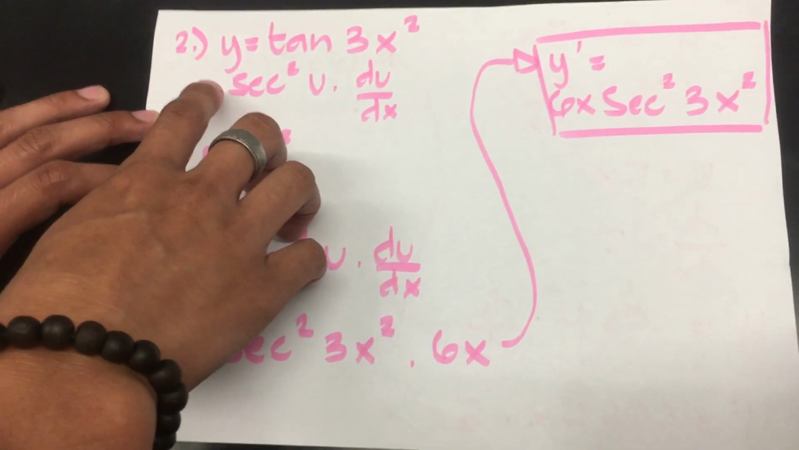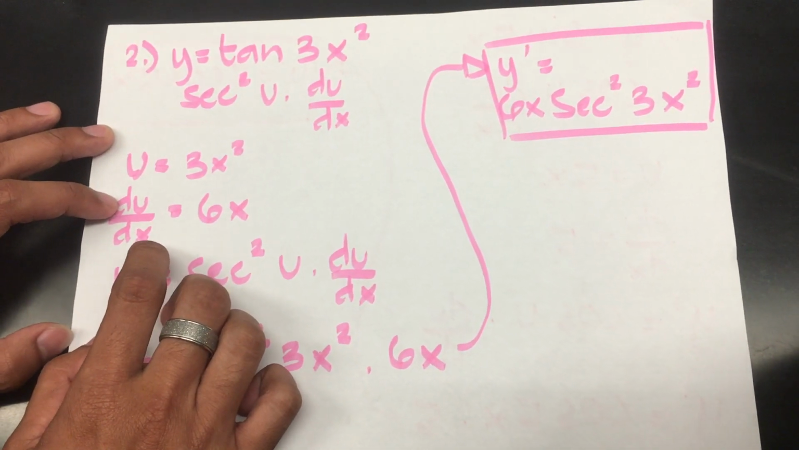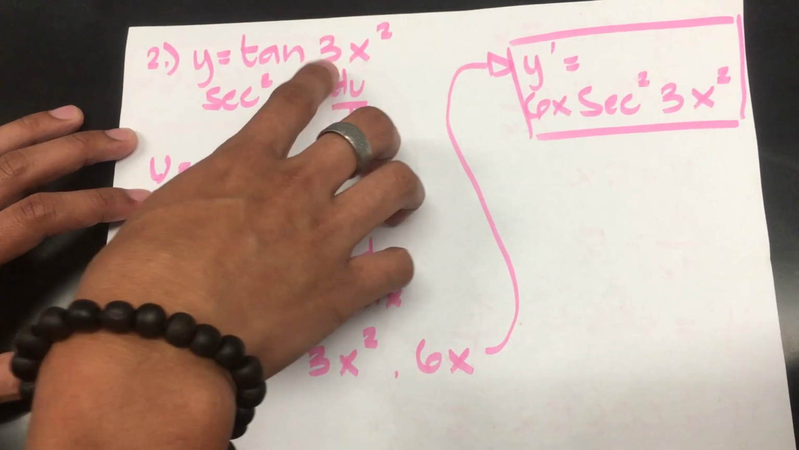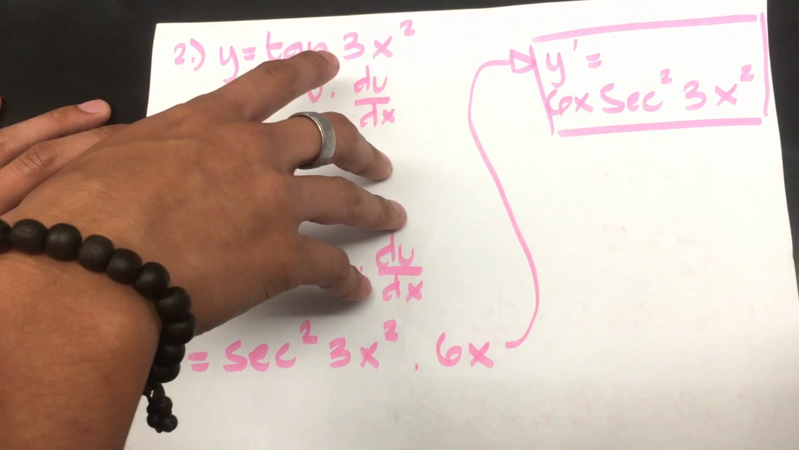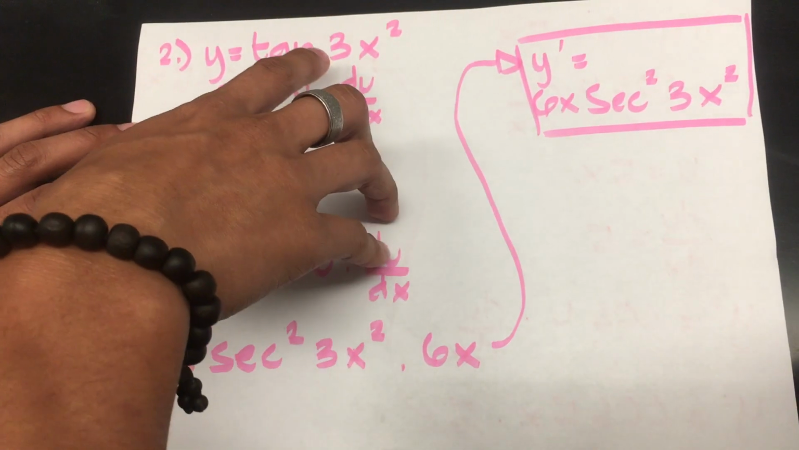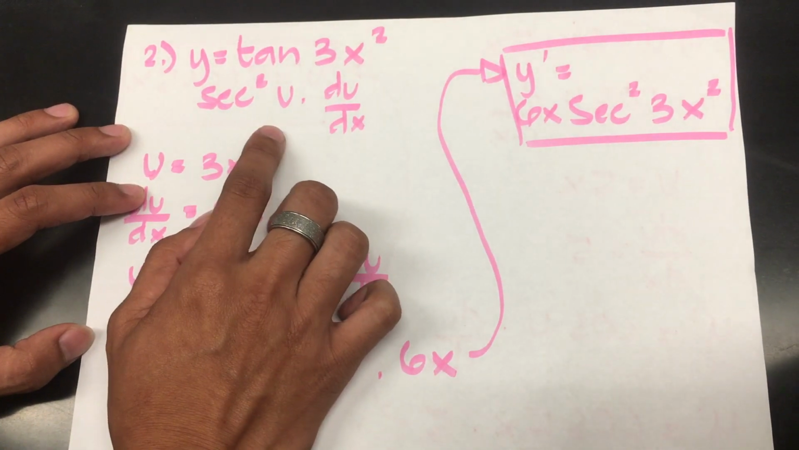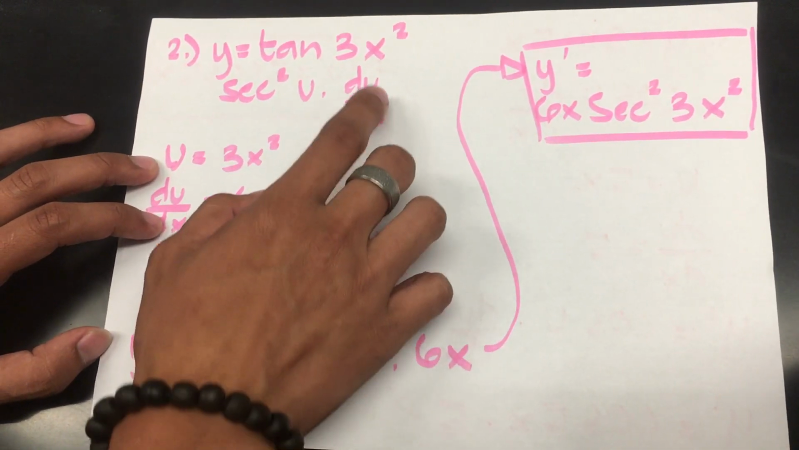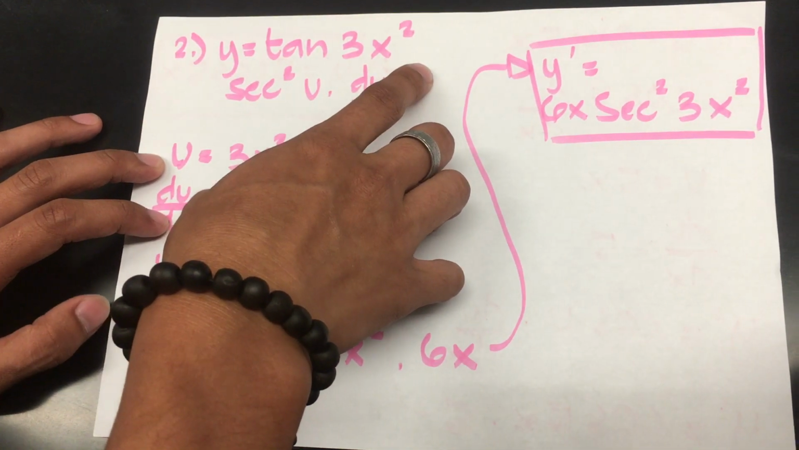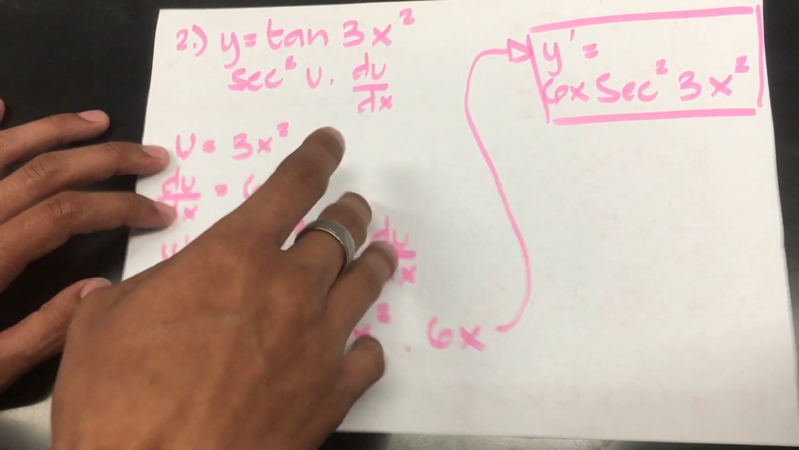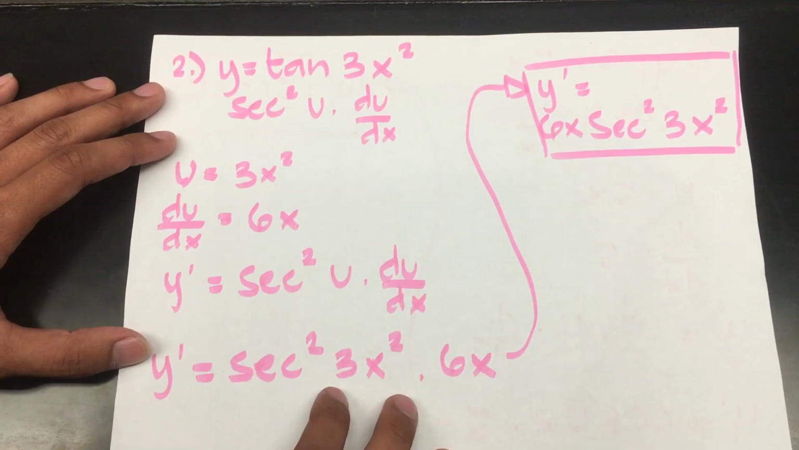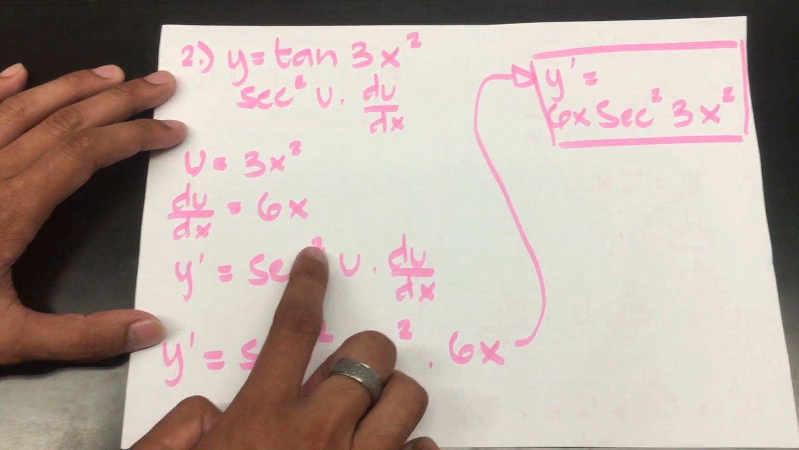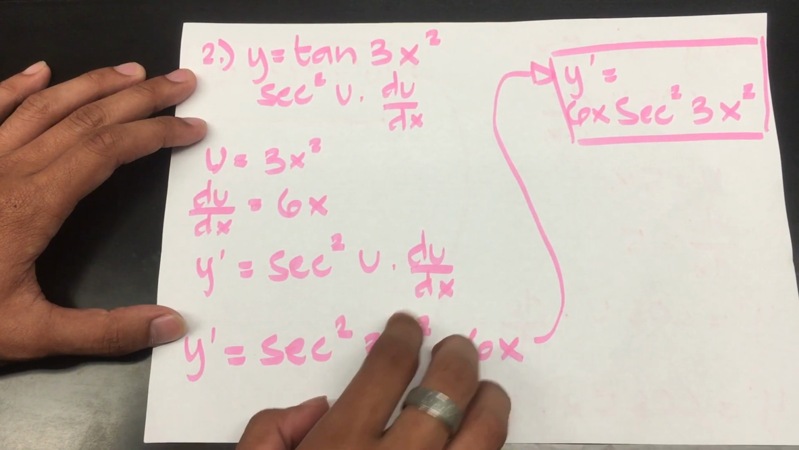So here is another basic transcendental function equation. In the equation y is equal to tan 3x squared, we again first determine the derivative of tan. The derivative of tan u is sec squared u times du/dx. The derivative of 3x squared, which is our u, is 6x. So we have already taken the derivative of tan, which is sec squared u times du/dx.